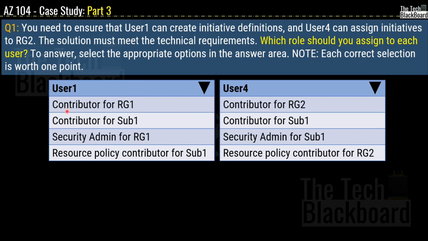Here we have contributor to the RG1, then we have contributor to the sub 1, which is subscription 1, then we have security admin for RG1, and lastly resource policy contributor for the sub 1. On the other hand, for the user 4 we have contributor to the RG2, contributor to the sub 1, security admin for sub 1, and then we have resource policy contributor for RG2.